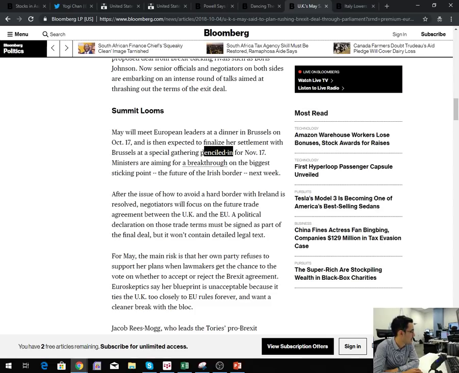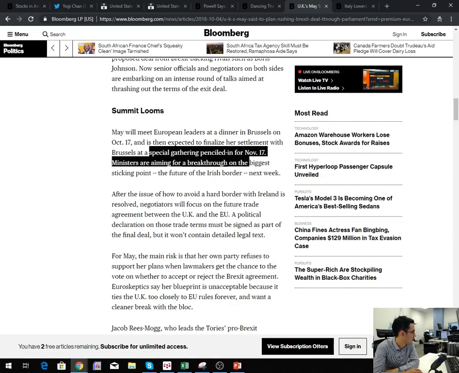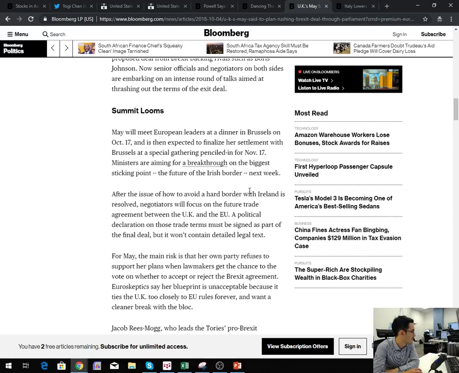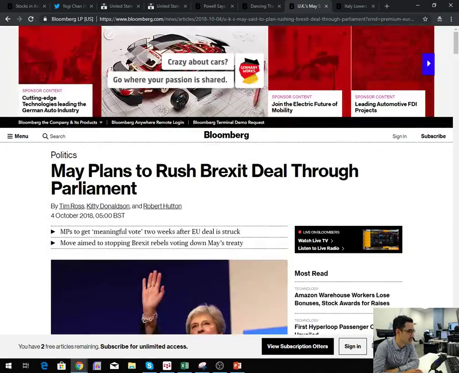You can scrub the pencil. It's going to happen, I can almost assure you, because they're going to need more time. That's for November 17th. Ministers are aiming for a breakthrough on the biggest sticking point. Lo and behold, the Irish border. Can they compromise on this issue? Can Theresa May get the DUP to accept this kind of backstop to appease the European politicians is key.